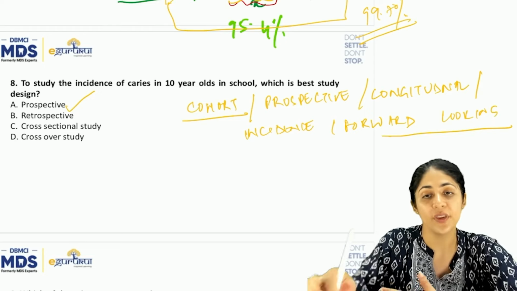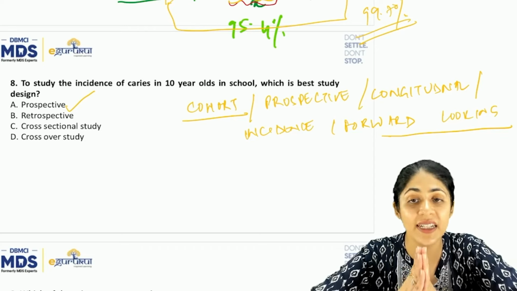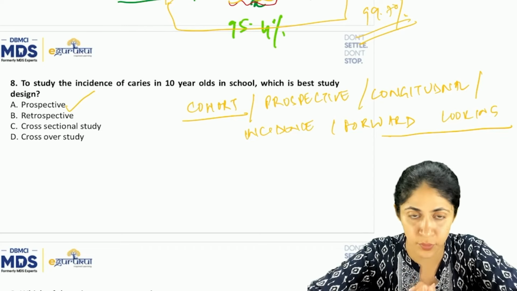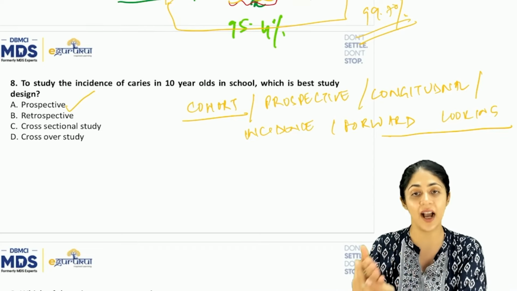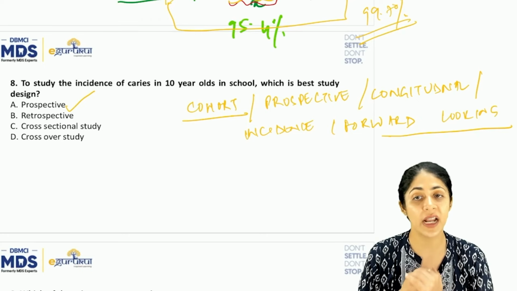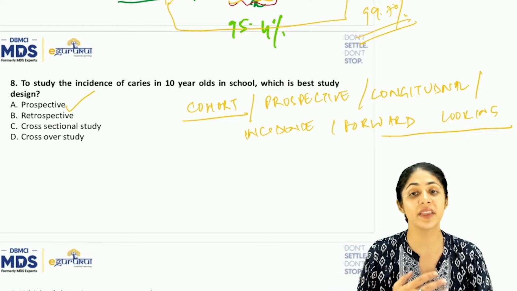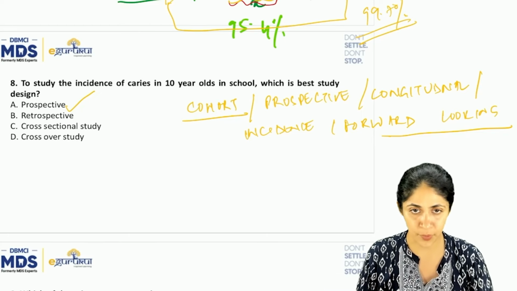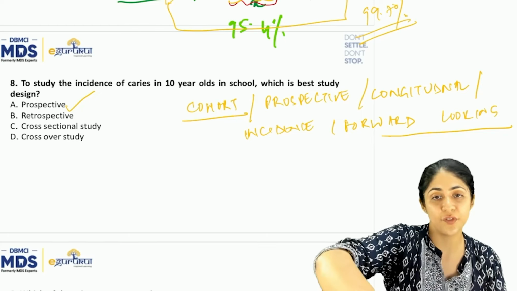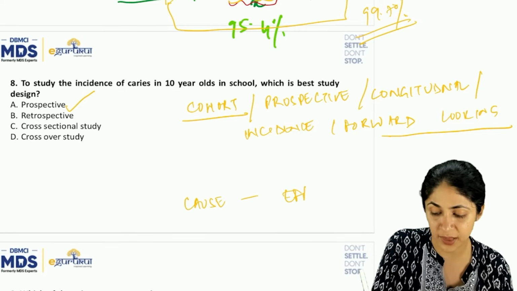Now the distinguishing feature of a cohort study is that here we identify the cohorts prior, before the disease occurs. Then the study groups are observed over a period of time to determine the frequency of disease amongst them. The study proceeds from cause to the effect. This is how the study proceeds.